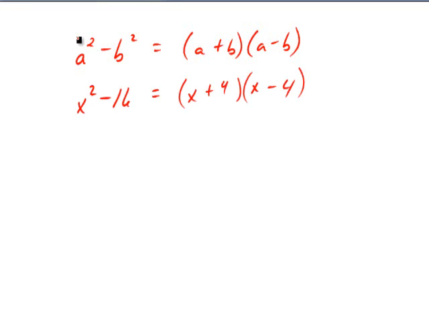The square root of x squared is x and x, the square root of 16 is 4 and 4, with plus and minus as our signs. If we multiply this out to check, we have x times x, which is x squared. We have negative 4x plus 4x, which cancels the x's, and 4 times negative 4, which is negative 16.